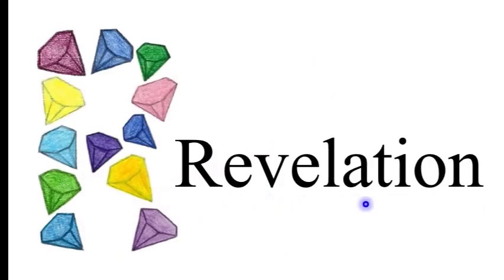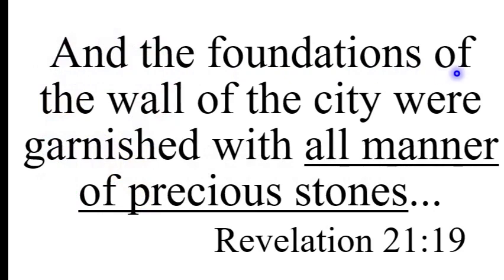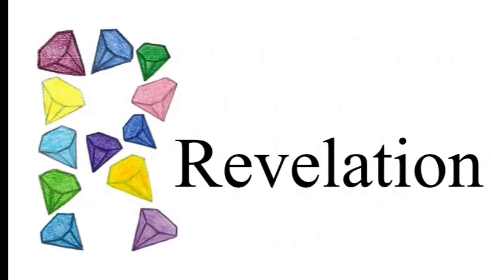The icon for Revelation is 12 jewels in an R shape, because the Bible says, "And the foundations of the wall of the city were garnished with all manner of precious stones." Revelation 21:19. 12 jewels are drawn to represent the 12 foundations of the city in heaven. They are made into the shape of an R for Revelation.